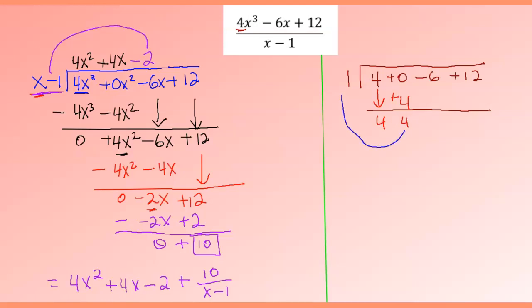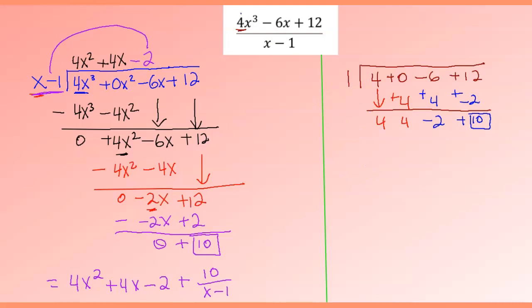And now we multiply, that will give us 4, and we put it right here, we add them, and that will give us negative 2. We multiply, we get negative 2, and we add, and we get 10. So the last number that finished the division is not 0, it's 10. So the remainder is 10. That tells us that x minus 1 is not a factor, as I have already said.